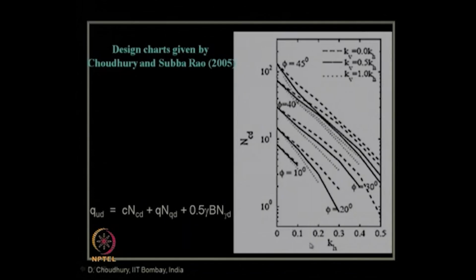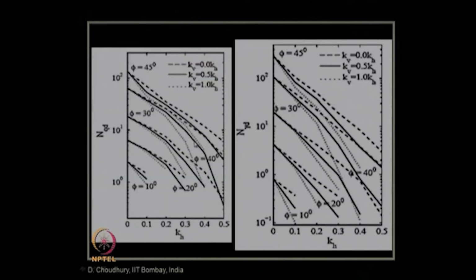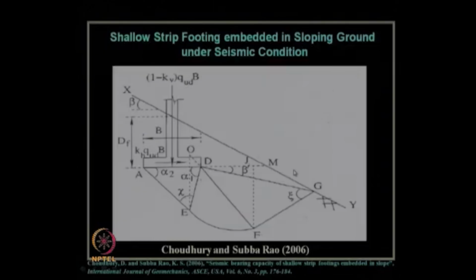We can see that as the seismicity increases, that is, as KH value increases and KV value increases, there is a significant decrease in the value of this bearing capacity, which needs to be considered for design of any shallow footing in a seismically active region. These are the design charts for NQD, and these are design charts for N gamma D.